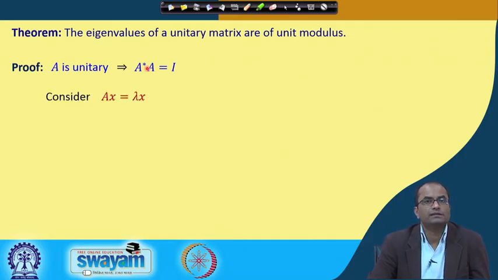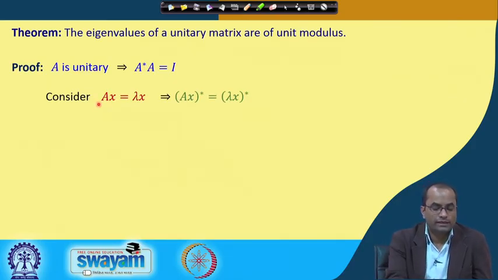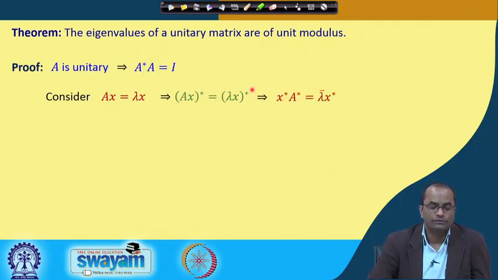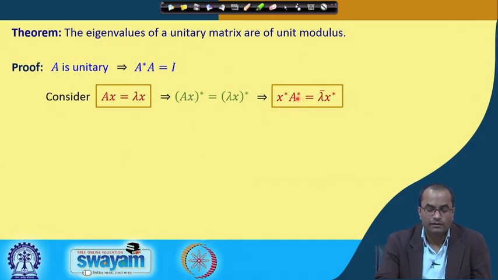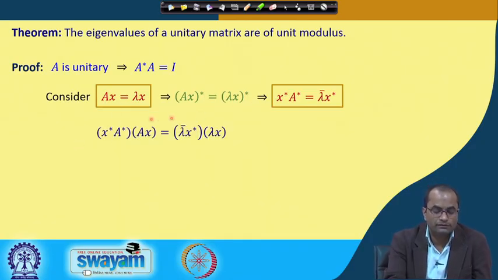That means, we consider here A x is equal to lambda x, and then taking the complex conjugate transpose, x star A star is equal to lambda bar x star. So, this again we will use this property. From A x is equal to lambda x, and from this equation x star A star is equal to lambda bar x star, we will now continue with the product. We will take the product.